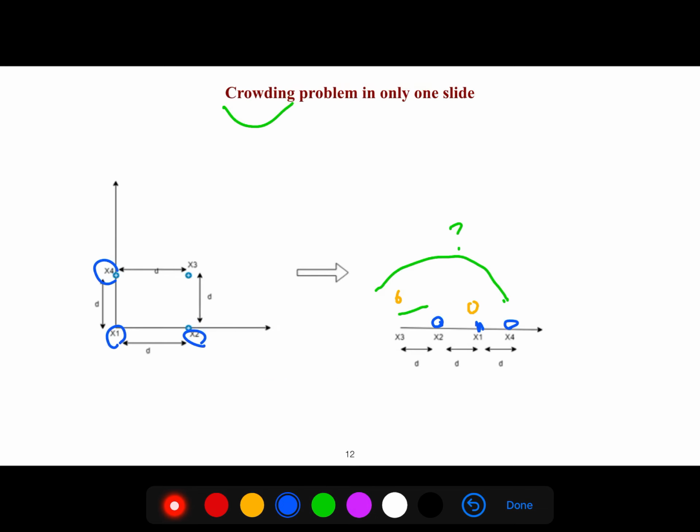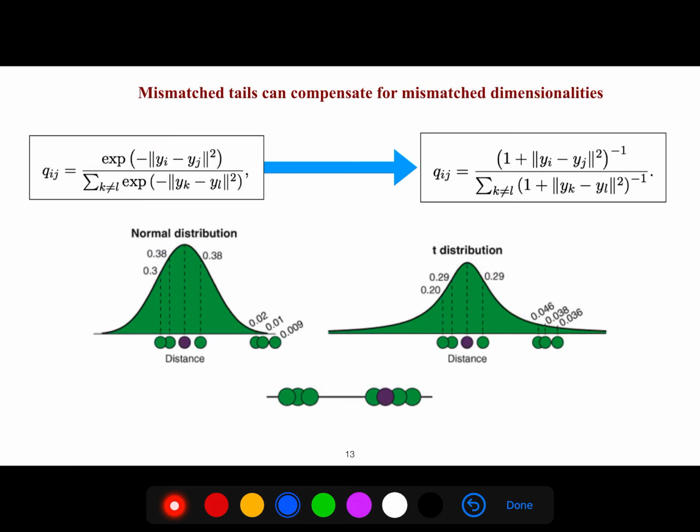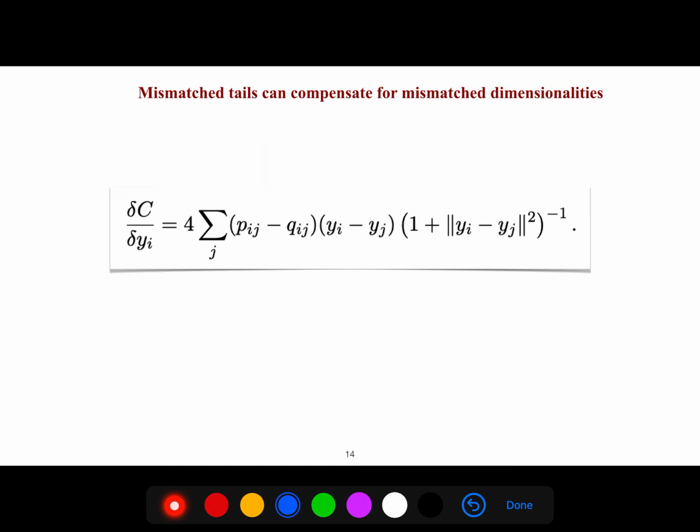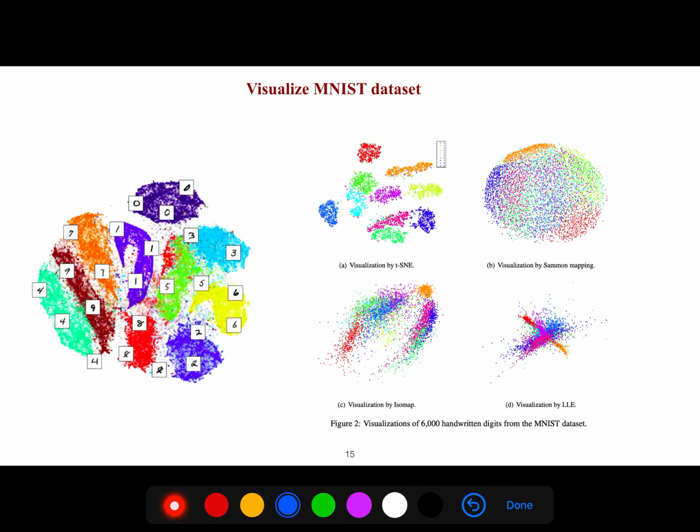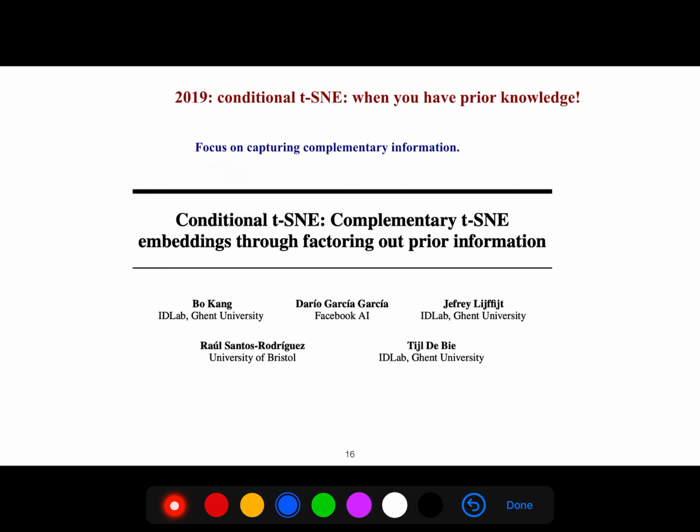And I explained the crowding problem. And they noticed that if they use t-SNE instead of SNE, so if you have the Student t-distribution, you could have fewer problems with this crowding problem, and they have realized it in practice. So this is the gradient, and they visualize it in their article. They show, for example, in MNIST data, all zeros are around each other.